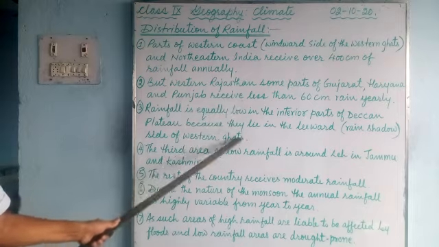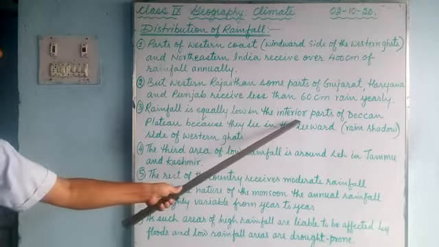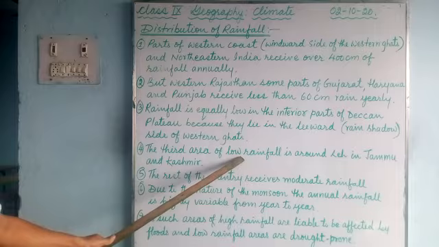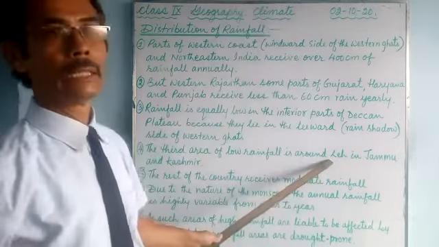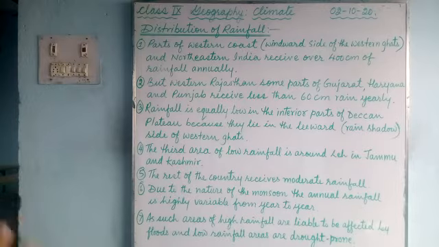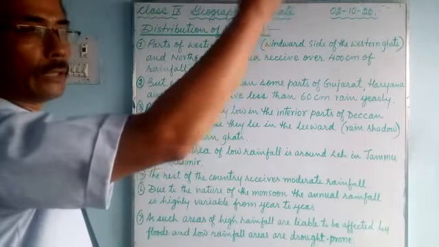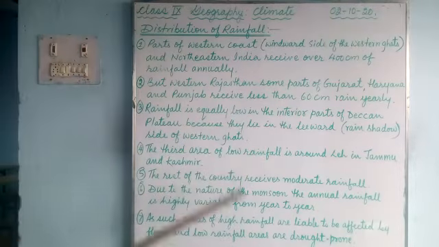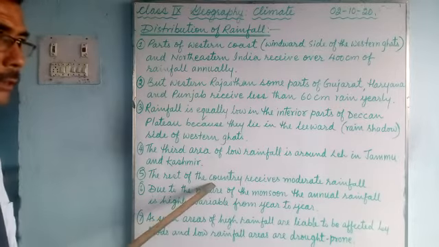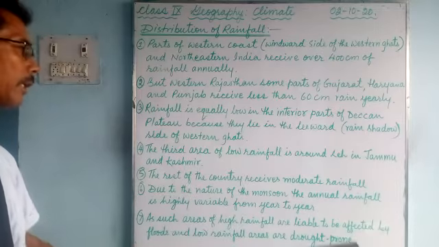So Rajasthan, Gujarat, Haryana and Punjab receive less than 60 centimeters. The interior part of the Deccan also receives equally less rainfall. And the third area of low rainfall is around Leh in Jammu and Kashmir. That means in our country these three areas receive very little rainfall: one on the western side, one in the interior part of the Deccan Plateau, and one in the north, in Jammu and Kashmir, where Leh is. And the rest of the country, the other states, receive moderate rainfall. Moderate means medium, not very heavy, not very little.